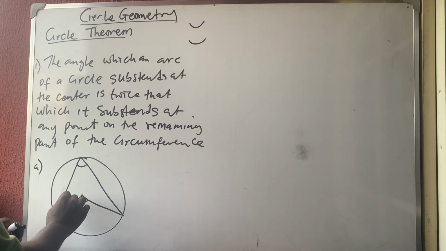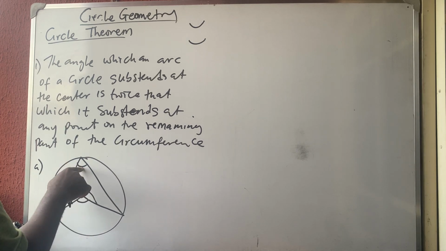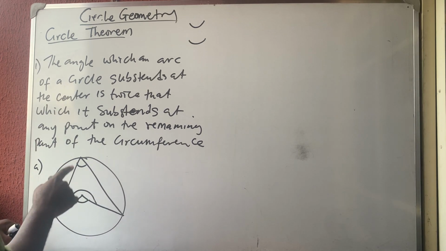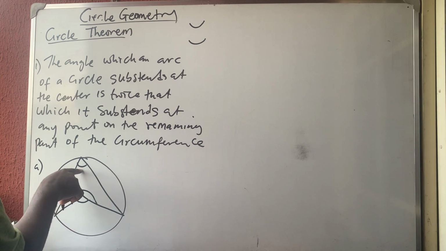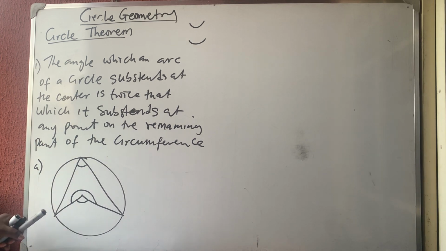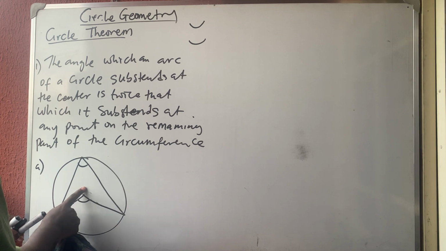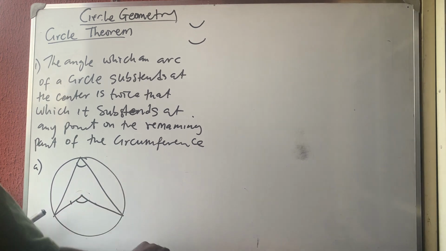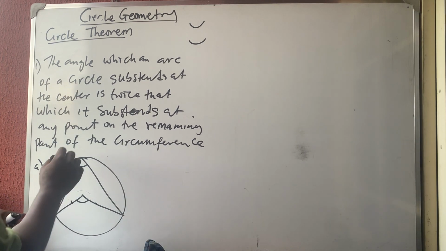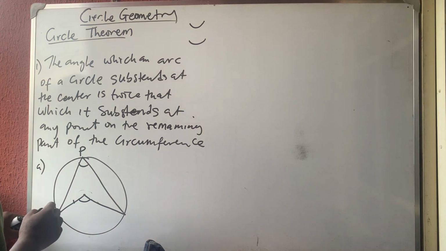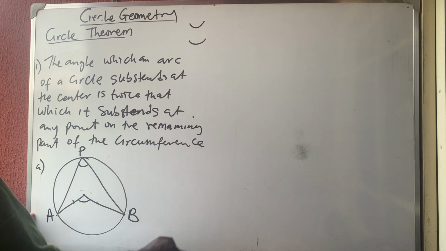For example, if they give you this one and they say you should find this, they are not facing the same side, so two of this angle is not this one. Make sure they are facing the same side before you conclude that the angle at the center is twice the angle at the circumference. So let's have this be P, this be A, this be B. We are going to prove it.